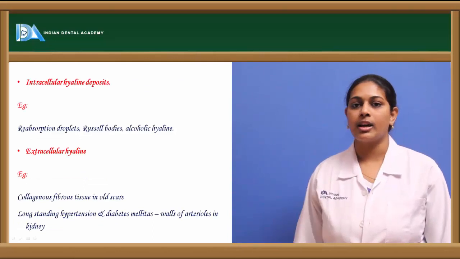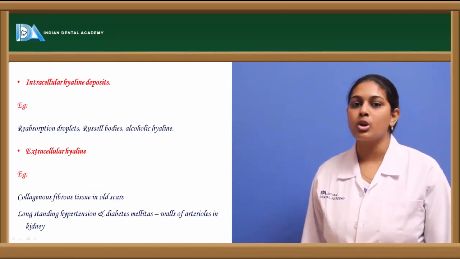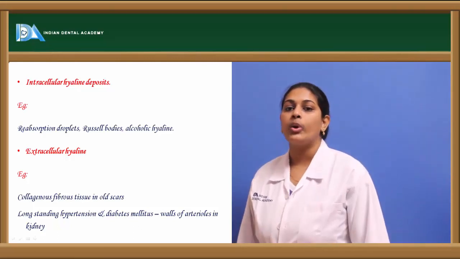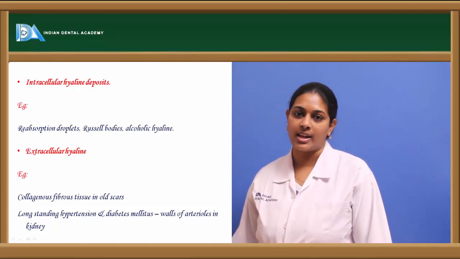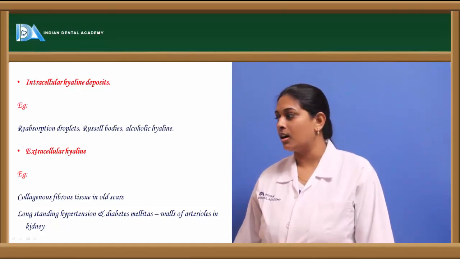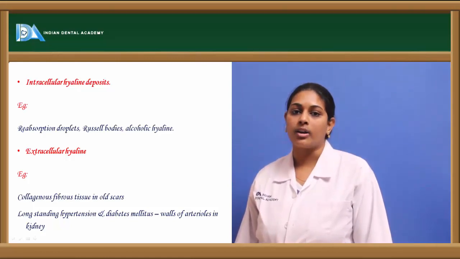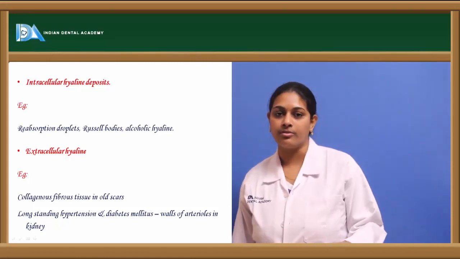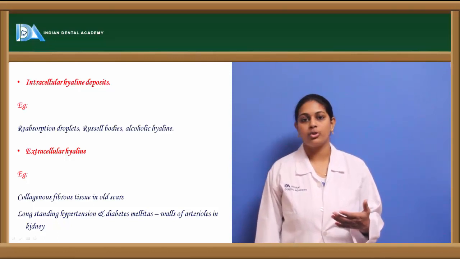Coming to the intracellular hyaline deposits and the extracellular hyaline deposits, an example of intracellular deposits is reabsorption droplets. That is in a kidney, where the infiltrates are being absorbed and transmitted through further metabolizing processes. Whereas when there are hyaline changes, we usually find water retention of these droplets, and they are found accumulated within a vacuole. So this is what reabsorption droplets are.